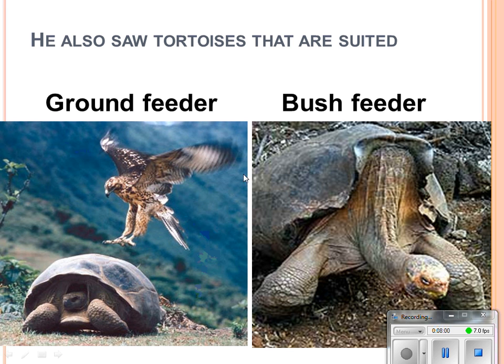And he also saw tortoises that are better suited. Again, you have the ground turtle that had a big shell on it, so it could hide under its shell and not get eaten by this big bird. And you had the bush feeder that could come out and eat on the bushes. Different organisms were better suited for their environment. Obviously, a bird that needs to go down and grab something is going to have longer claws that are able to grasp things. We have thumbs because it better suits us to open things and close things and tie shoes and button clothes and eat food that way.